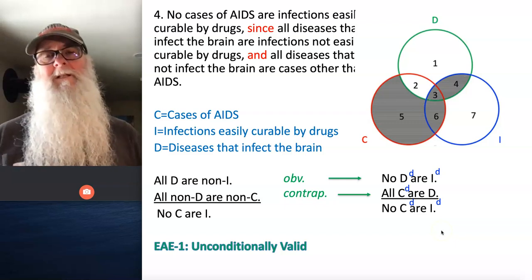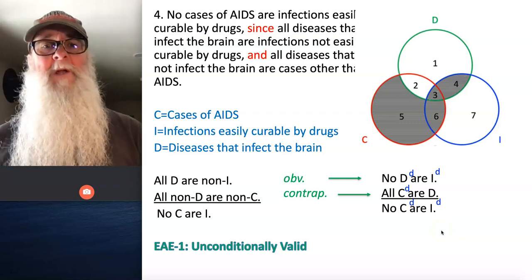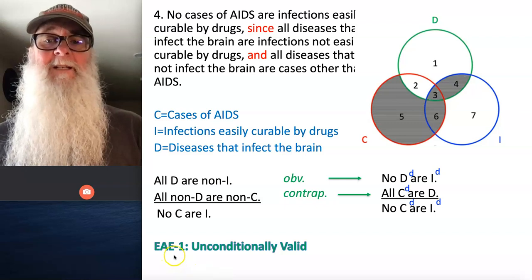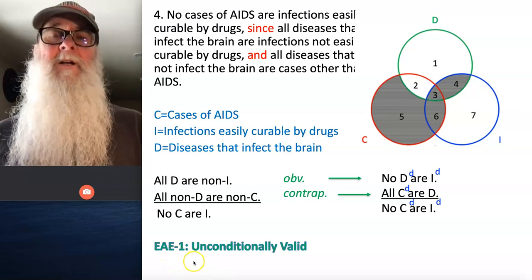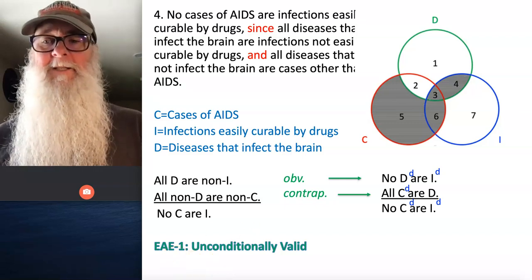And when we consult our inventory of unconditionally valid forms, we see the form of this argument, EAE in figure 1, right there, confirming for us that this is an unconditionally valid argument.